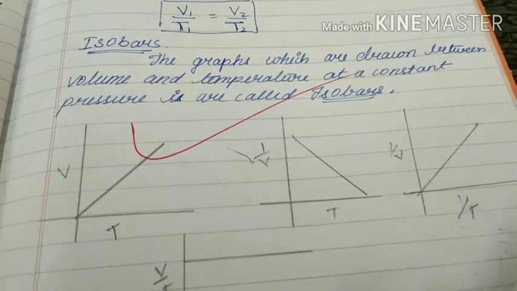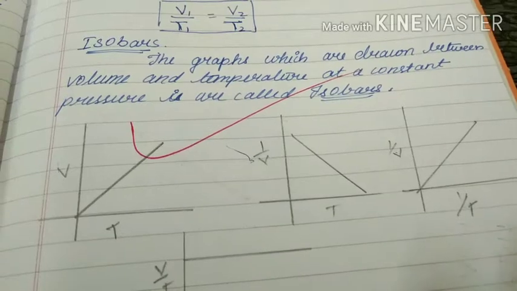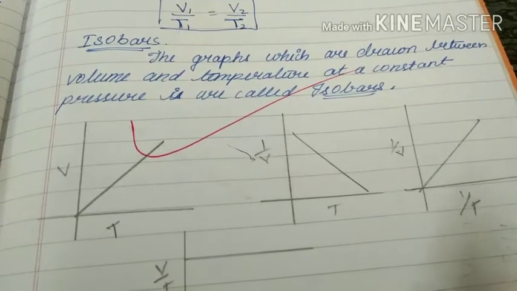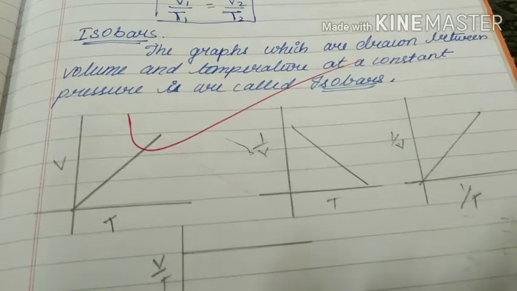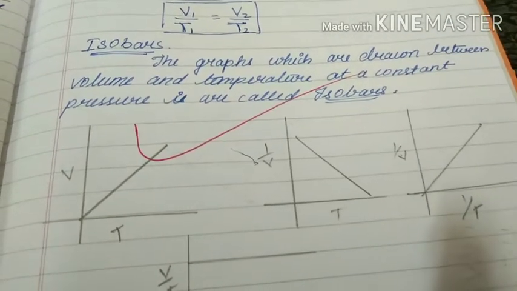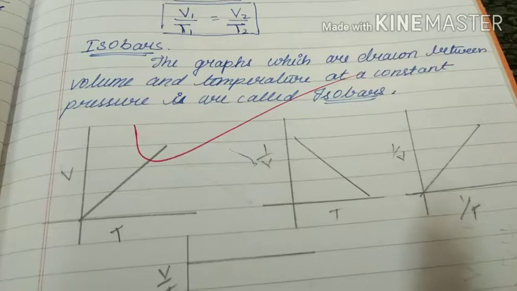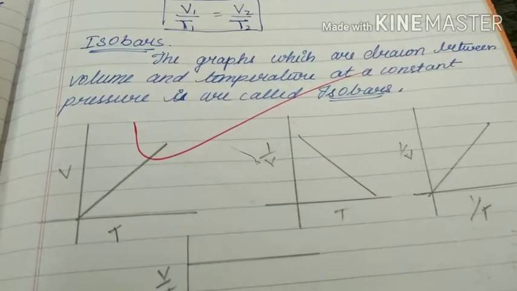In Boyle's law, V is proportional to 1 by P at constant temperature. Those graphs are called isotherms. In Charles law, V is proportional to T. Here pressure is constant. These graphs are called what? Isobars.